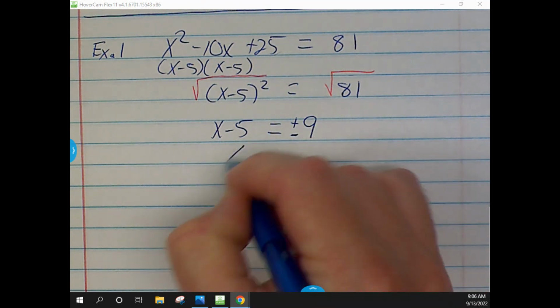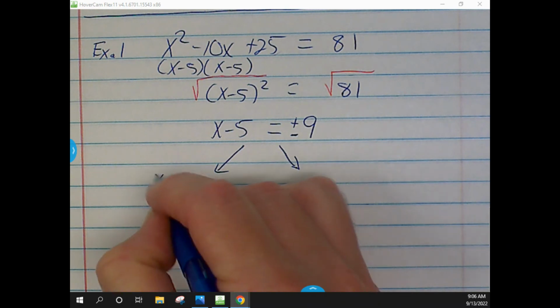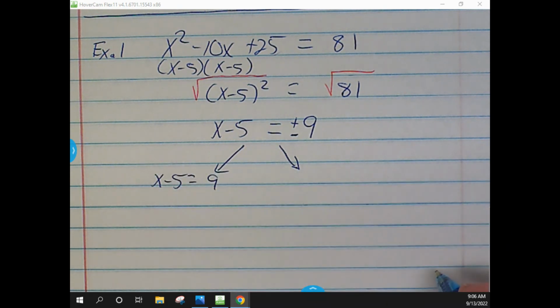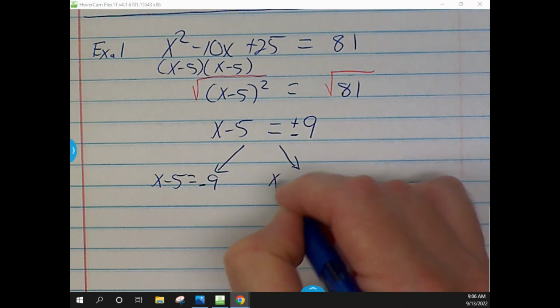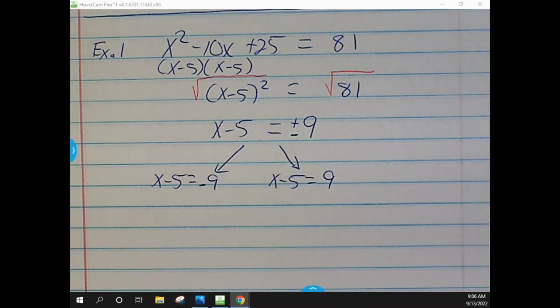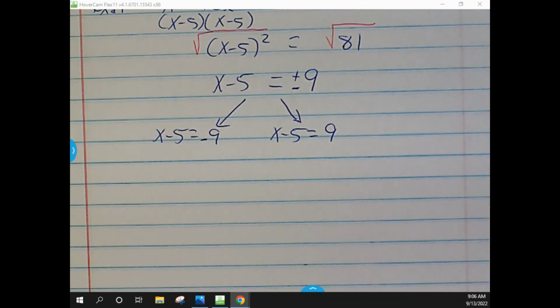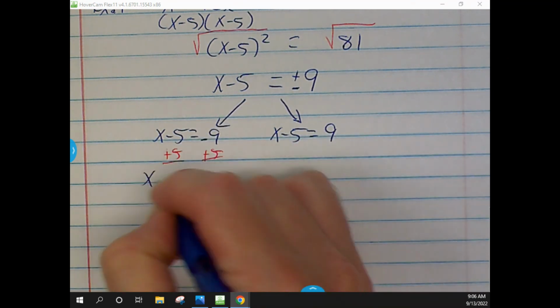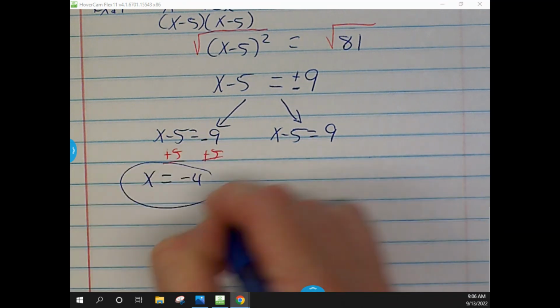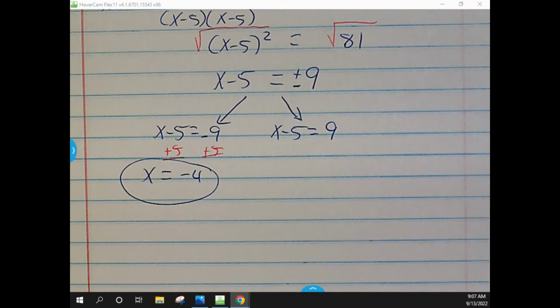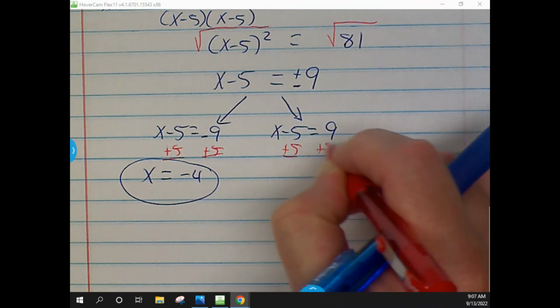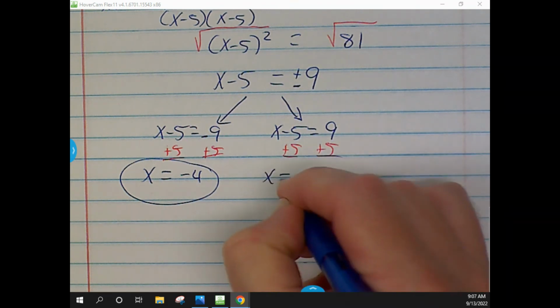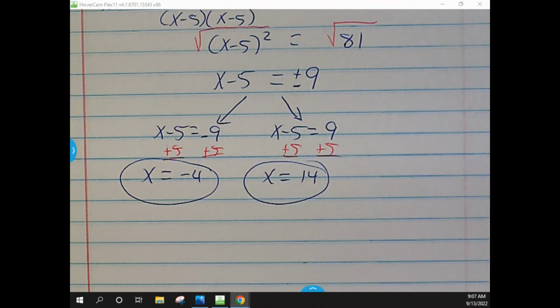Which means one time we're going to do x minus 5 and let it equal negative 9, doesn't matter which one we do here. And then one time we're going to do x minus 5 and let it equal positive 9. So then I go plus 5 and plus 5. So x would equal negative 4 on that side. But then solving this one, we're going to add 5 to both sides. So then x would equal 14.